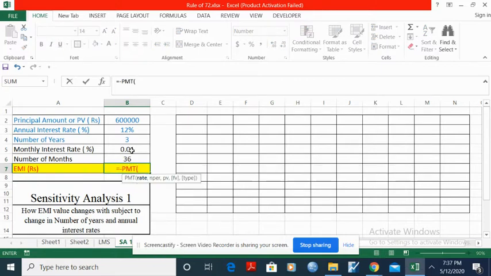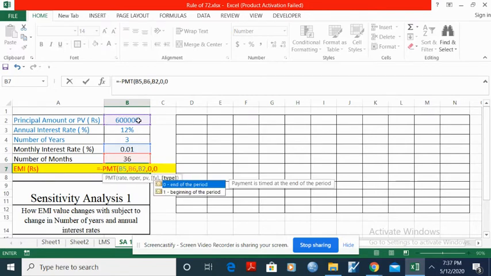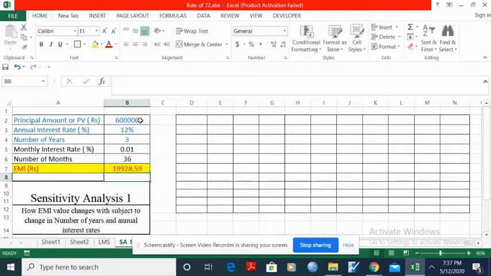Just double click. Interest rate 1 percent, number of periods 36 months, present value 6 lakh rupees, future value 0 at the end of the period. We have assumed payment at the end of the period. So 19,928.59 rupees is the EMI value.